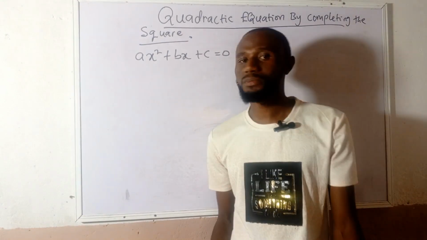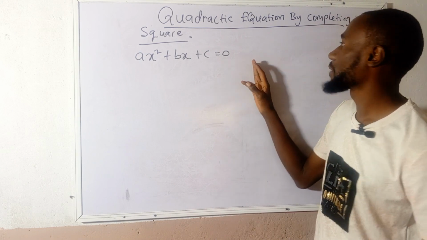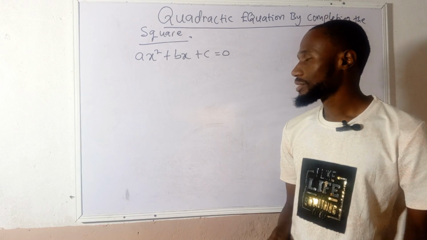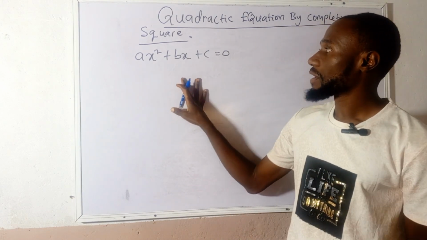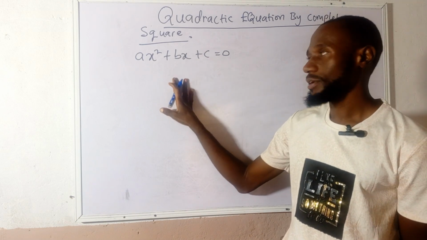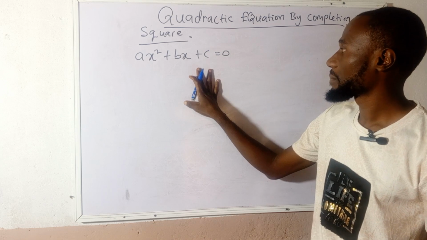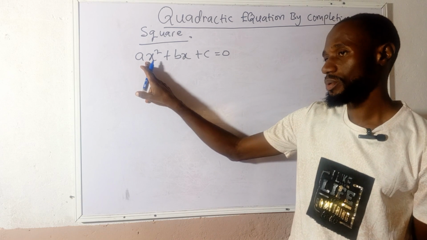Hello viewers, in this video we're going to learn how to solve a quadratic equation by the completing the square method. For you to solve by completing the square method, you can form the almighty formula by solving this one. Firstly, we have to make the coefficient of a equal to 1.